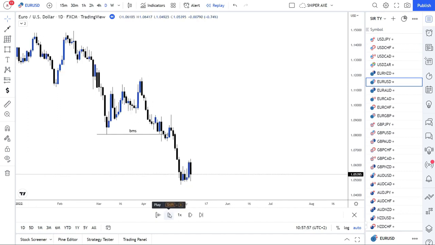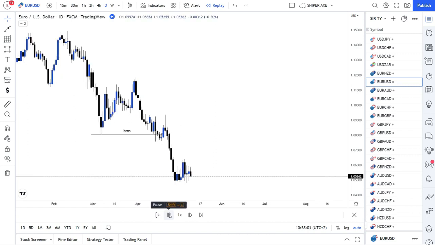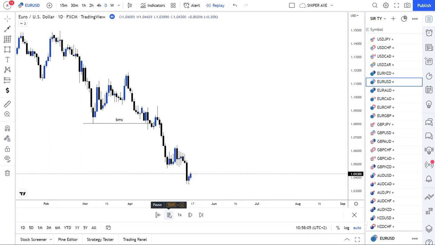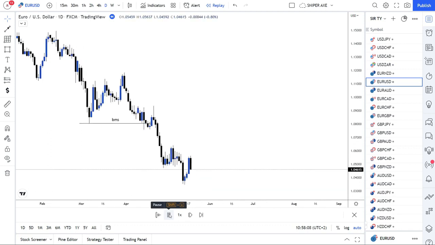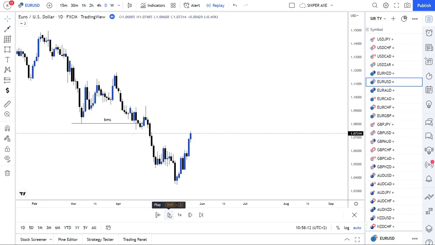Any correction that doesn't get to 50% of the impulse move, you don't do anything, right? Small corrective moves that don't go 50% of the move, you don't do anything. You wait for a corrective move that is at least 50% of the impulse move. What I mean is this.